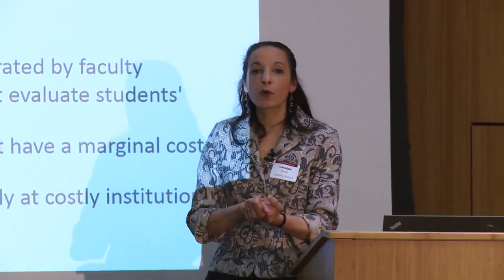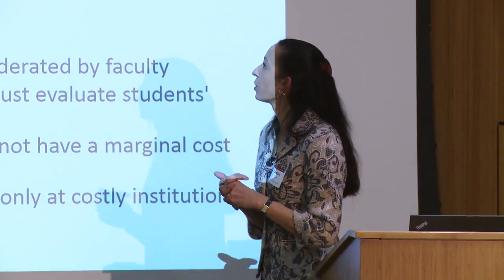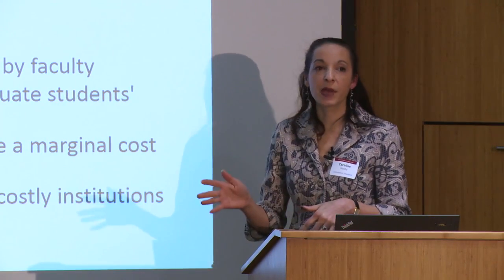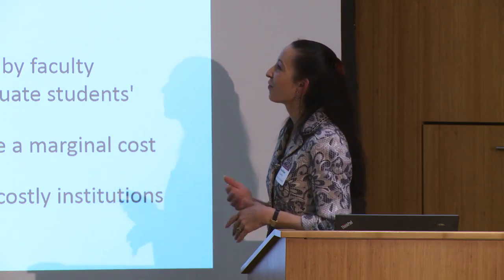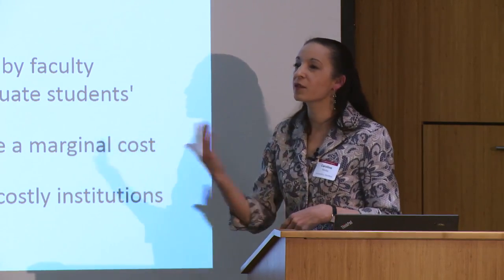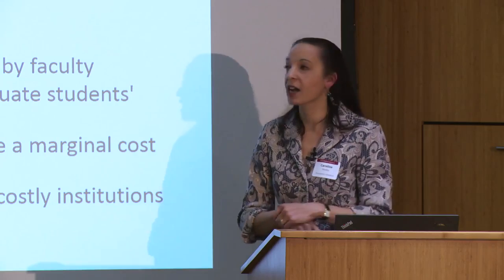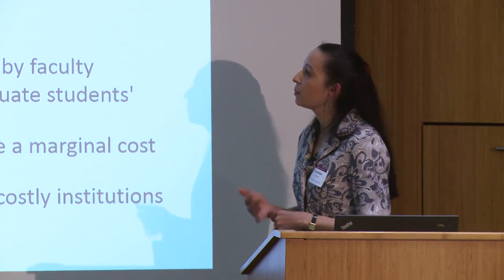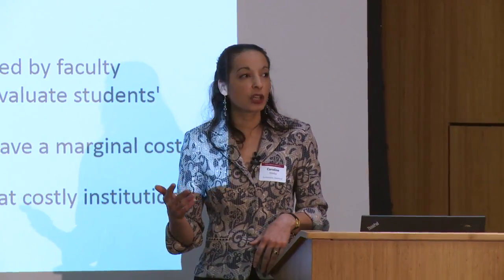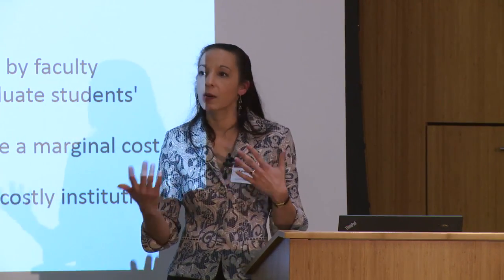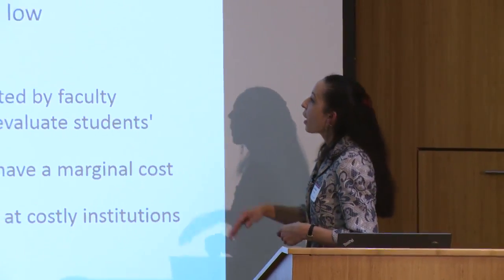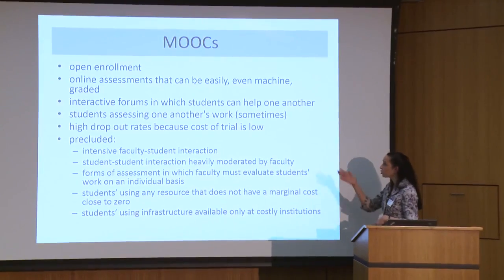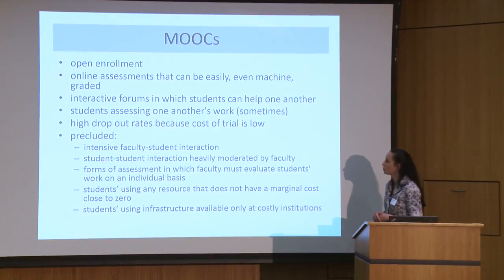Okay, you all know what MOOCs are, massive, open, online courses. But for those who somehow have missed out on what MOOCs are, let me just remind you of what it is that they do, because we're going to talk about how MOOCs fit into these two different models, non-selective and highly selective. They have open enrollment as a rule. They do online assessments that can be easily graded, usually machine graded, but not always machine graded. By machine graded, I mean they could be graded by a computer. They often contain interactive forums in which students can help one another. Students often help to assess one another's work, not always, but they sometimes do that.